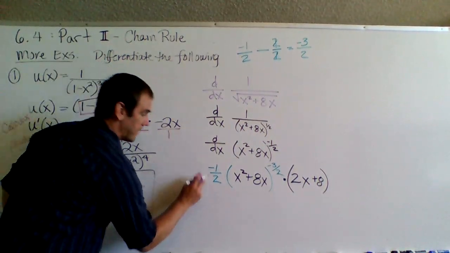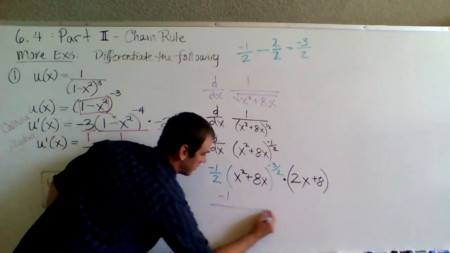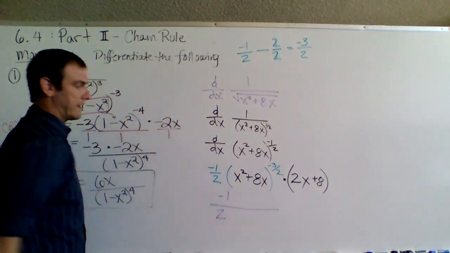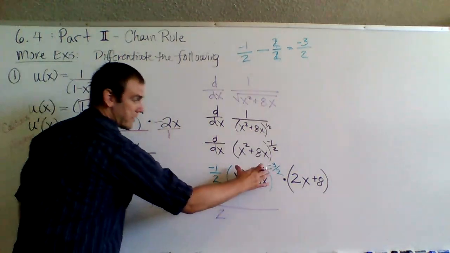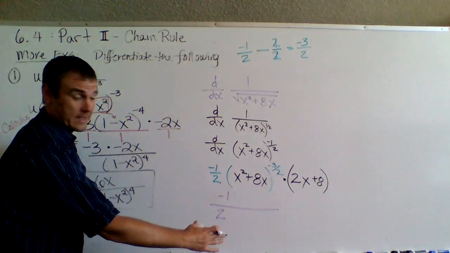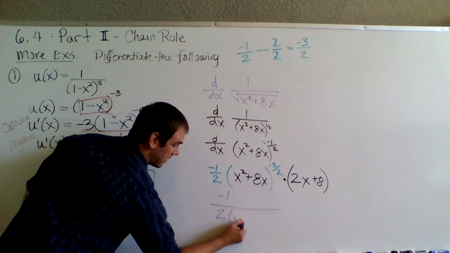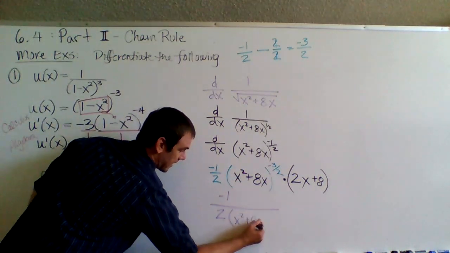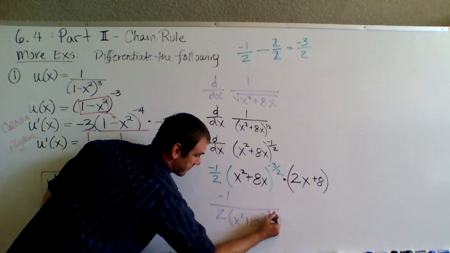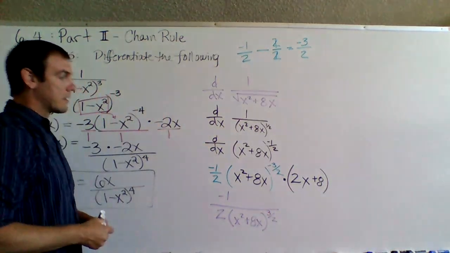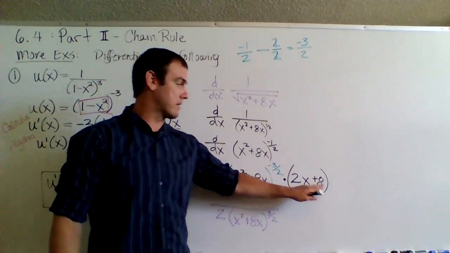Alright, so I've got negative 1 over 2. So I put the 2 on bottom, put the negative 1 on top. This is a negative exponent. I'm going to bring that guy down to the bottom. It's going to become x squared plus 8x to the positive 3 over 2. Then up top I still have 2x plus 8.